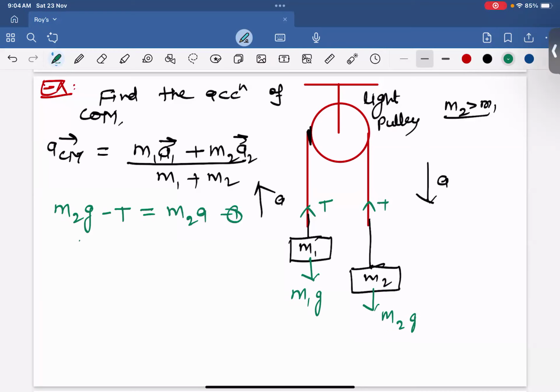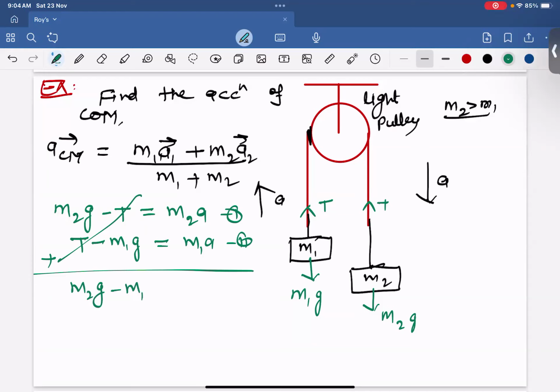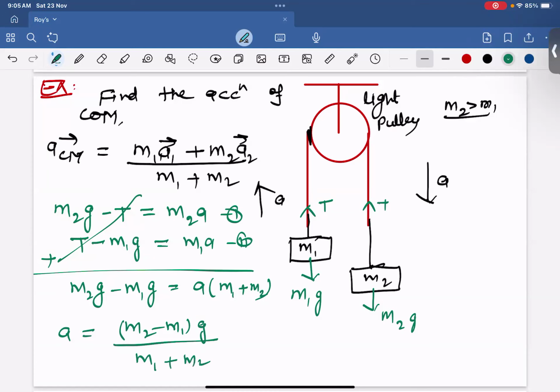And M1 is going up, so I can write T is greater. So T minus M1G is equal to M1 into A. If I add these two, then T will get cancelled. So I get here M2G minus M1G is equal to (M1 plus M2) into A. So the value of A I have got is M2 minus M1 into G divided by M1 plus M2.